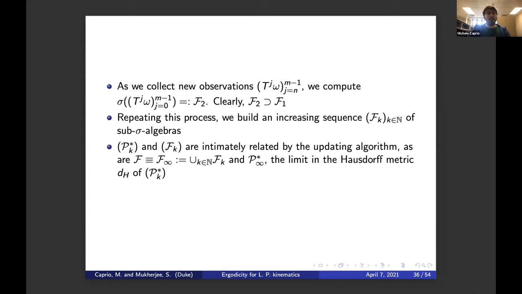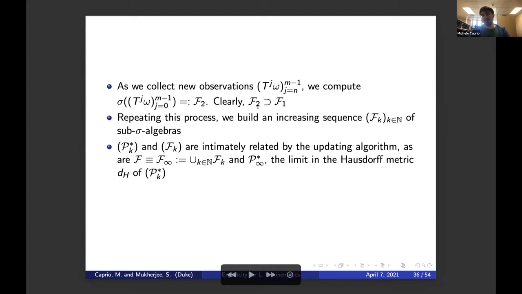So as we collect new observations, of course, we compute the sigma algebra generated by all the observations available. So the one we had before plus the new ones. And then we have a new sub-sigma algebra F2 that is a superset of F1. And therefore, repeating this process, we build an increasing sequence of sub-sigma algebras.